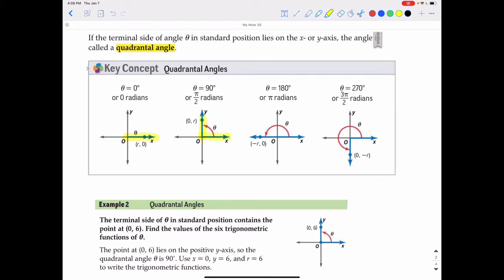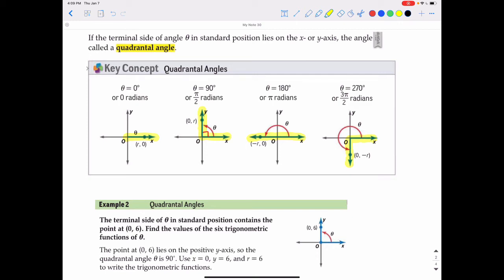When it's on the y-axis on the positive side, that makes a right angle. And being a right angle, it has a measure of 90 degrees or pi over 2 radians. Straight across the entire x-axis, that is a 180-degree angle, or pi radians. And then when we rotate 3/4 of the way around, that's 270 degrees, and 270 degrees is equivalent to 3 pi over 2. Remember, we can use pi is equal to 180 degrees to help us figure that out.